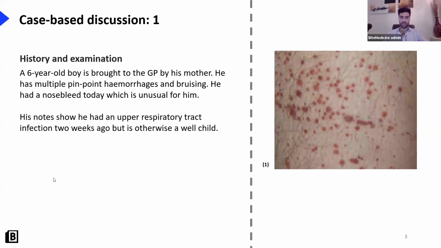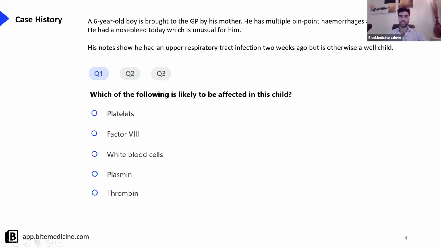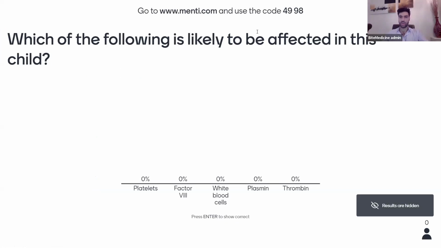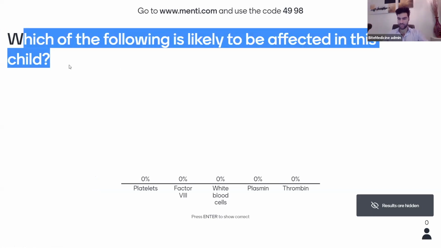So again, please answer on Menti. I'm going to switch over to Menti now. Which of the following is likely to be affected in this child? If you go to menti.com and use the code 4998, you should be able to access the questions. The easiest way to probably do this is using your phone. So which of the following is likely to be affected in this child? 6-year-old, multiple pinpoint hemorrhages, had a nosebleed, an upper respiratory tract infection a couple of weeks ago. Platelets, factor VIII, white blood cells, plasmin, or thrombin.